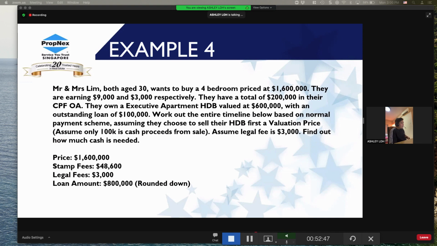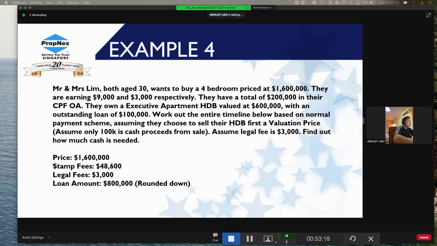So if we take a look at the price of 1.6 million, we can get the stamp fees already, 48.6K. Lawyer fees, I already said assume 3K. Loan amount, if you key into the app and I round it down, it should be around 800K as well. So now what do you need? What I normally do for my clients, when I have all this information already, I have their CPF, I have their HDB valuation, I have the price they're aiming for to purchase the EC.